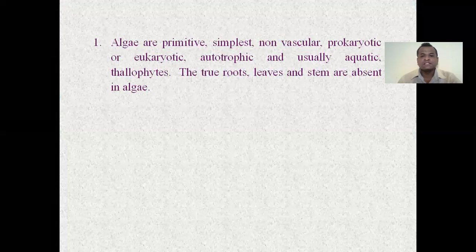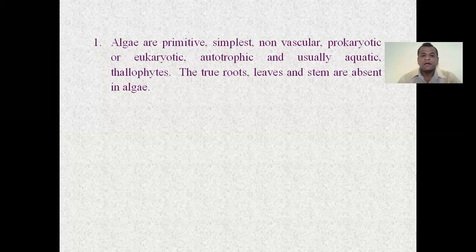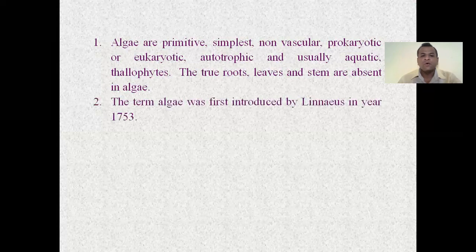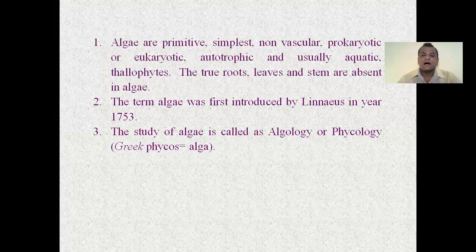Algae are primitive, simplest, non-vascular, prokaryotic or eukaryotic, autotrophic and usually aquatic thallophytes. The true root system, leaves and stems are absent in the algae. The term algae was first introduced by Linnaeus in the year 1753. Linnaeus is known as the father of taxonomy. The study of algae is called algology or phycology. In Greek, phykos means alga. In Latin, algae means seaweed.